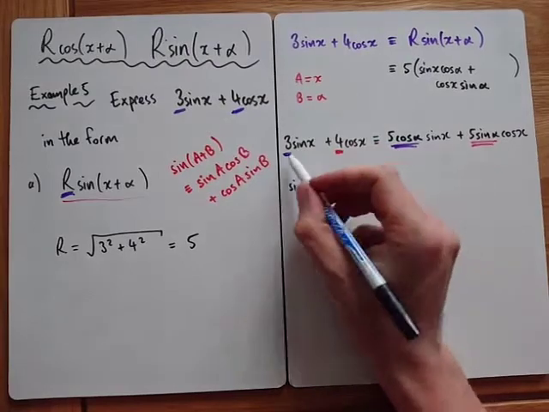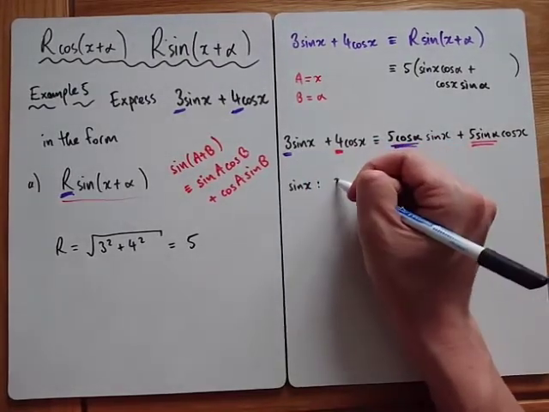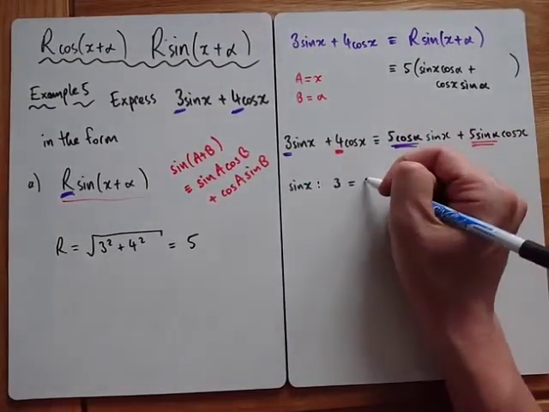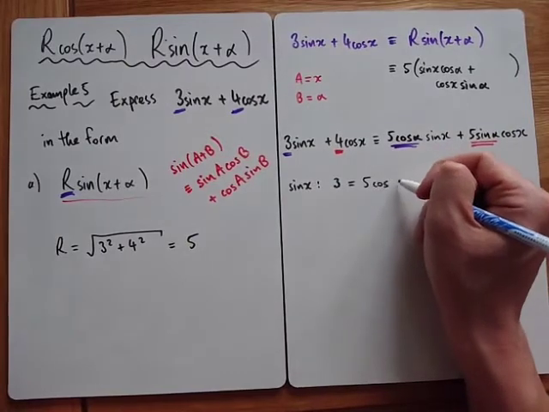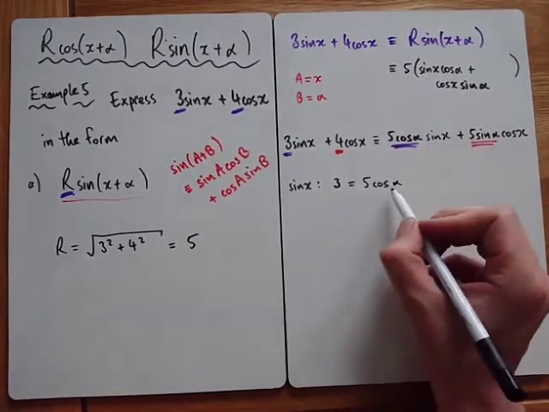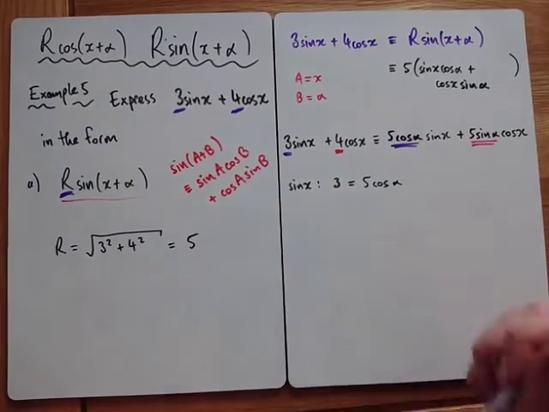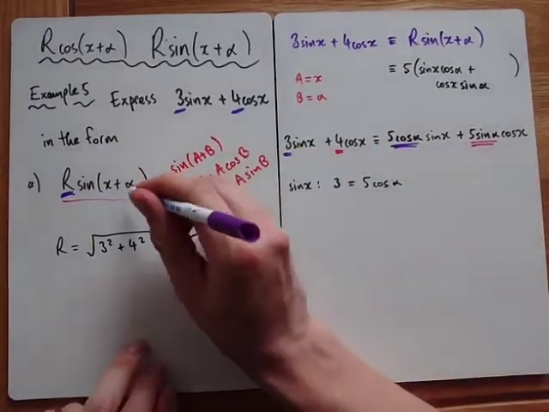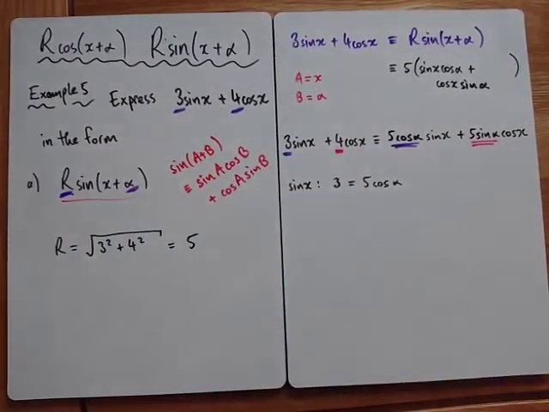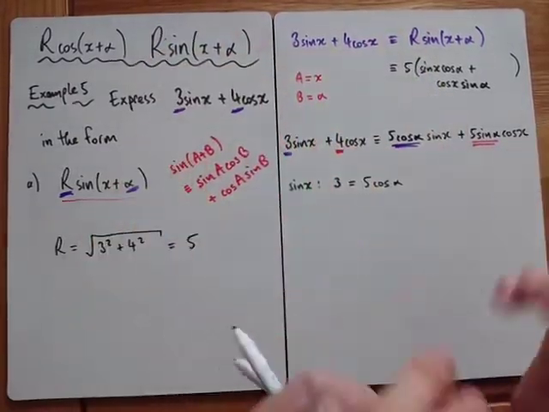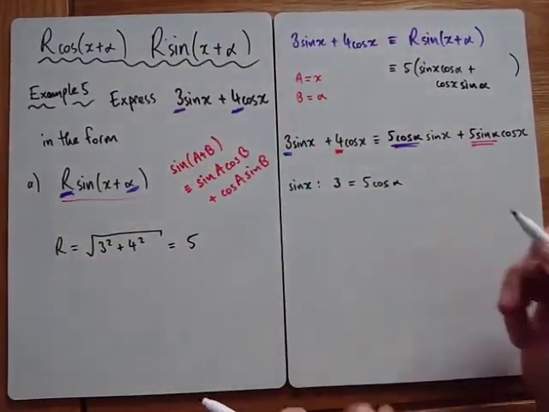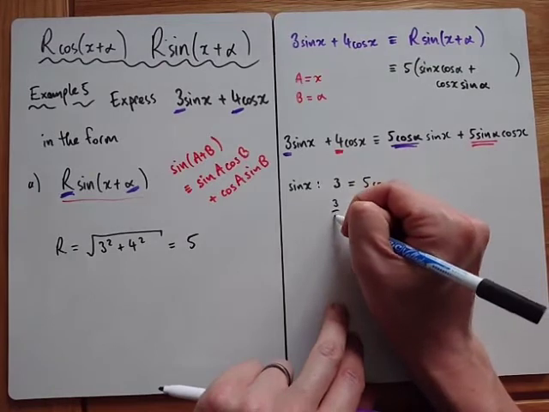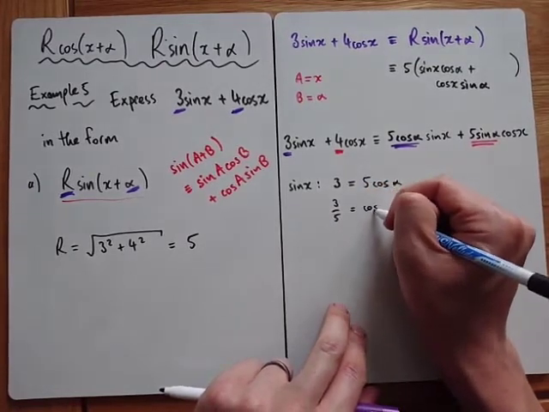So if I equate the sine terms on both sides, I've got 3 on the left, I've got 5 cos alpha on the right. And that gives us an expression. Remember, to answer this question, all we're really trying to do is figure out what alpha is and what r is. What's our stretch? What's our translation? Okay, so we'd get 3/5 equals cos alpha.